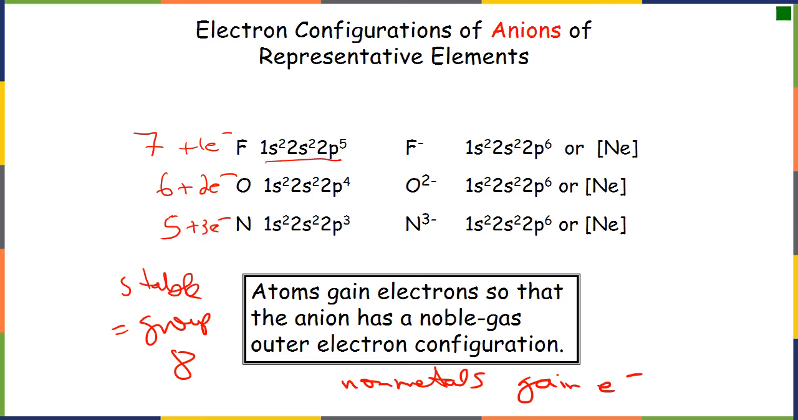So if we look at our electron configurations, fluorine is going to gain 1 electron to make fluoride. When it does that, it's going to be a p6 or neon. Oxygen is going to gain 2 electrons. It will become oxide. It's going to go from a p4 to a p6, which is also neon. Nitrogen is going to gain 3 electrons to be nitride, and it too is going to have the noble gas core, or just a noble gas configuration of neon. Again, why? Because it's stable.